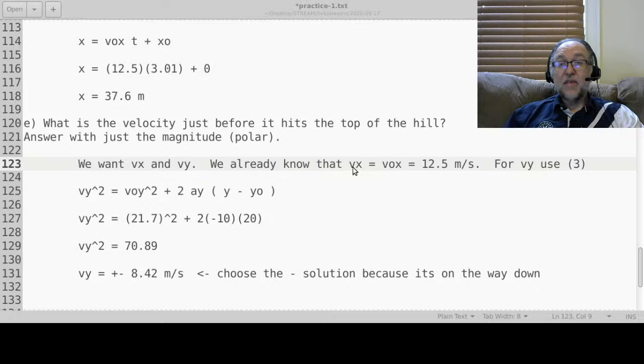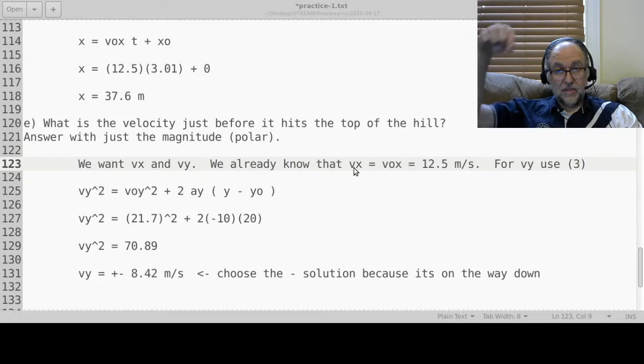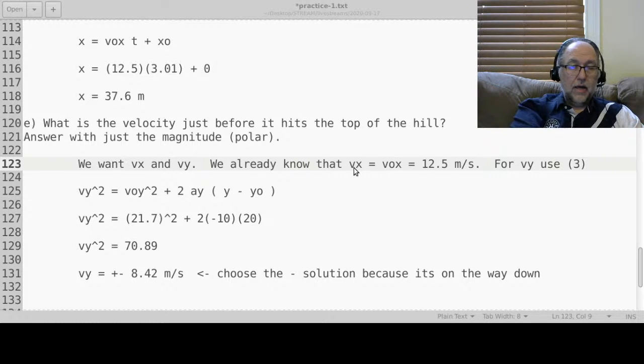All right. Now we know that Vx is the same as V naught x. Why? Because there's no acceleration horizontally. You don't release a ball and it moves straight along the y-axis. You don't release something and it falls a little bit to the left or a little bit to the right. That would be weird, okay? It falls straight down, so there's no x component to the acceleration. Acceleration means change in velocity, so if there's no change in velocity in the x direction, the Vx stays the same. So if it started off with a V naught x of 12.5, it ends with a Vx of 12.5. So we've got the Vx part.